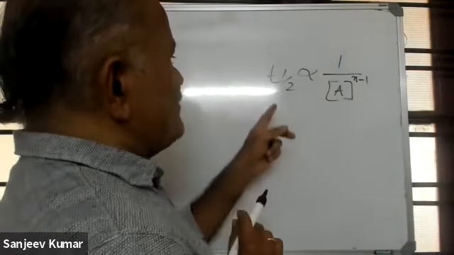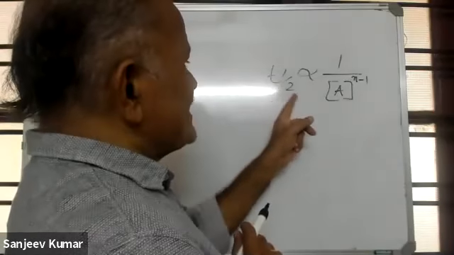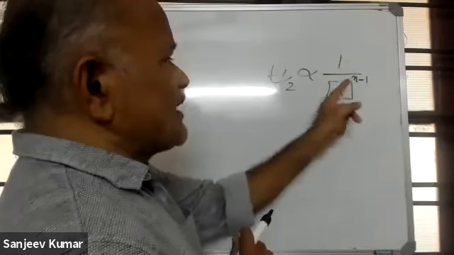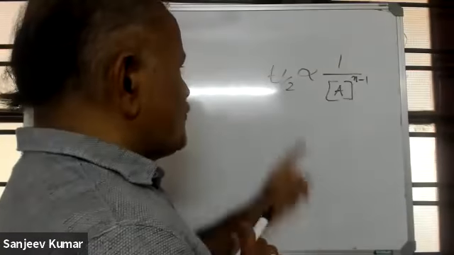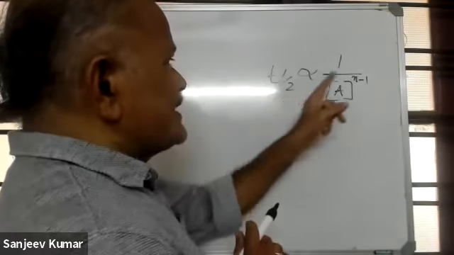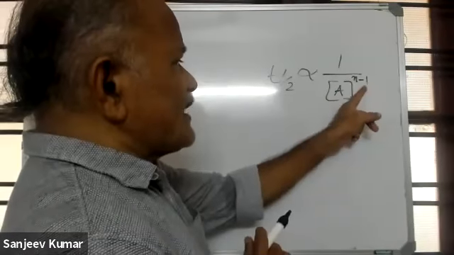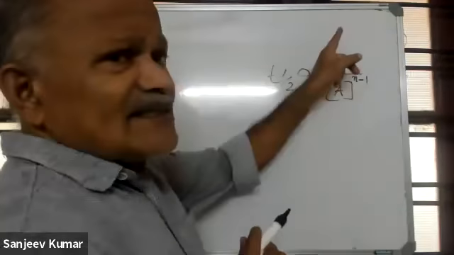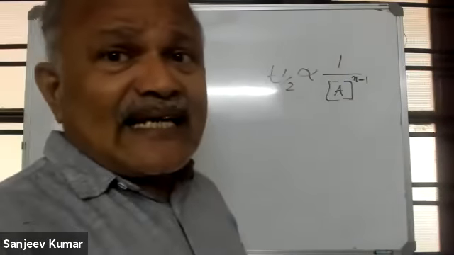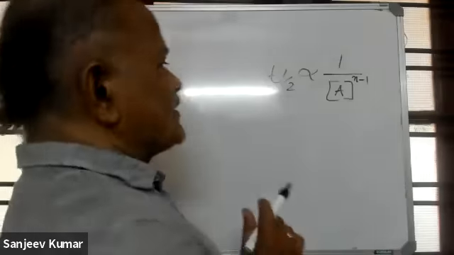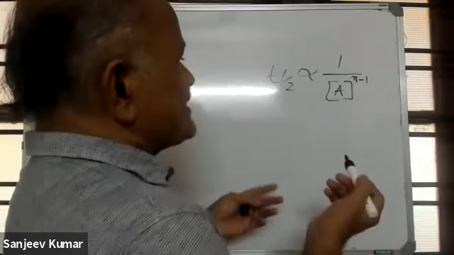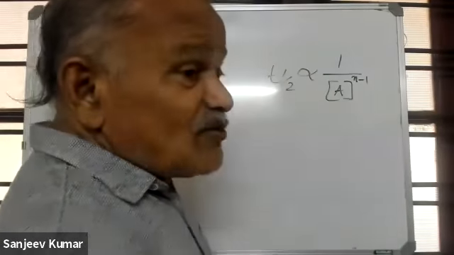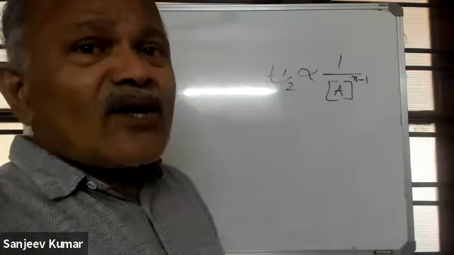For a first order reaction, n is equal to 1, so n minus 1 is equal to 0. That means half-life is independent of the initial concentration. For a zero order reaction, n is equal to 0, so n minus 1 means A raised to minus 1, and 1 by A raised to minus 1 is equal to A. That is, half-life is directly proportional to the initial concentration. For a second order reaction, half-life is inversely proportional to A raised to 2 minus 1, that is, inversely proportional to the initial concentration.